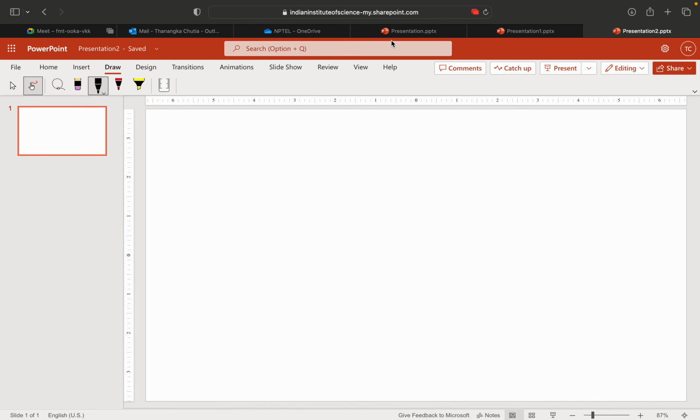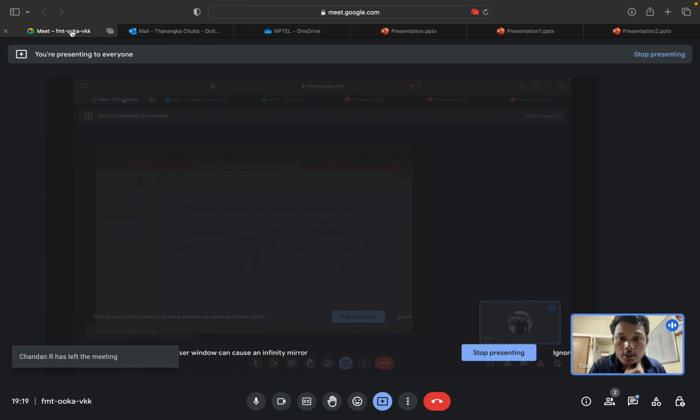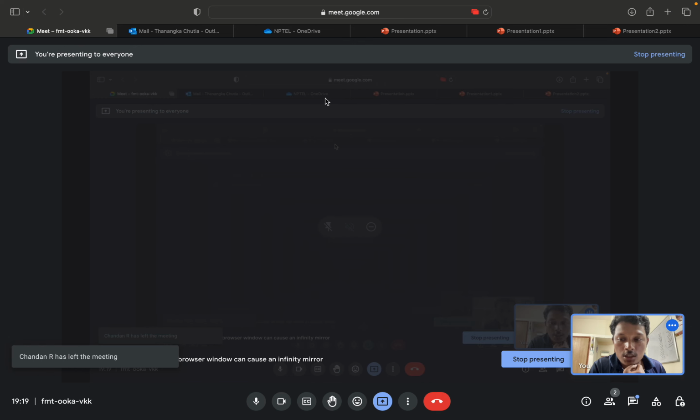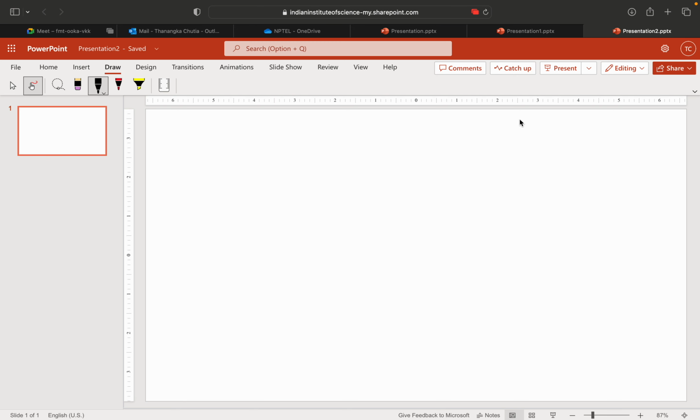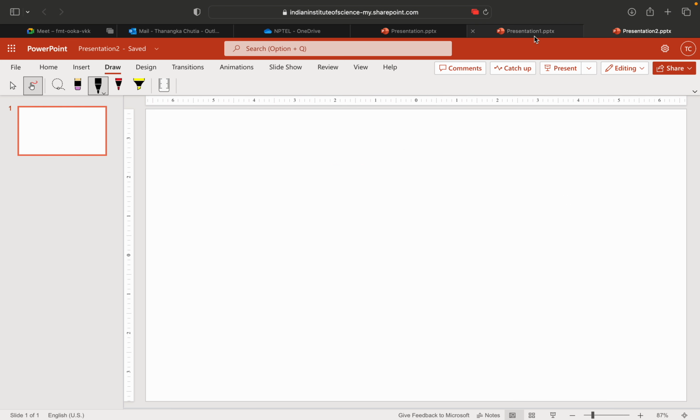So now, this was the question that was provided. Specific density, or specific gravity, is given to us. Now the next thing is that we have to calculate the pressure difference between points 1 and 2. Just like the previous case, what will we do?